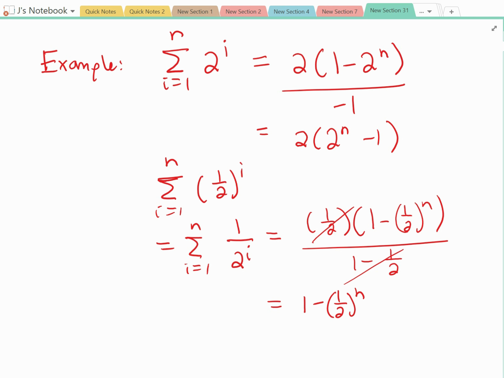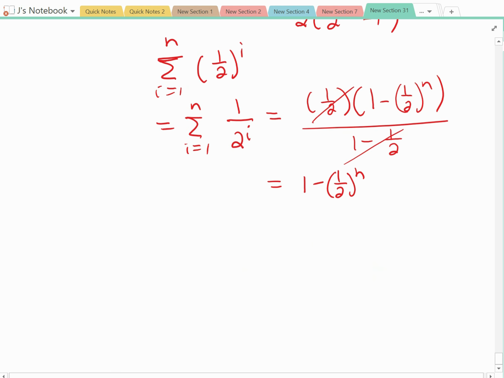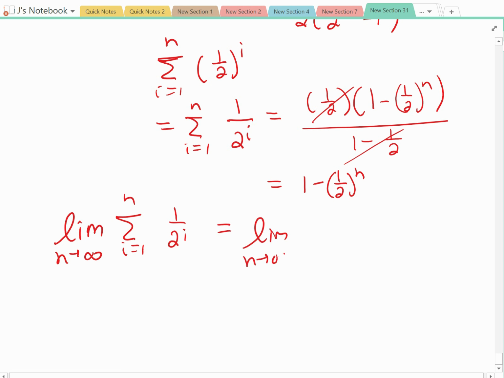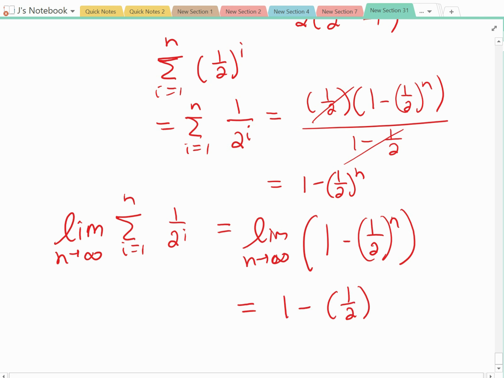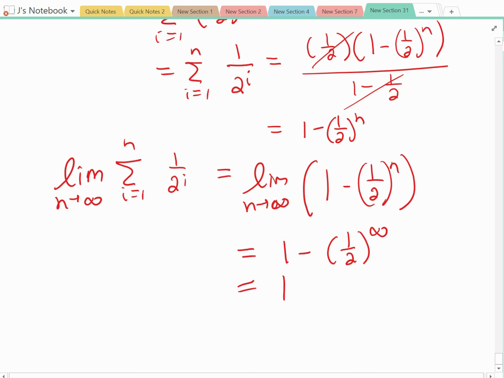Oh, they want the limit as n approaches infinity of that. So the limit as n approaches infinity of the sum from i equals 1 to n of 1 over 2 to the i is going to be the limit as n approaches infinity of 1 minus 1 over 2 all to the n. That'd be 1 minus 1 over 2 to the infinity, which is 1 half times 1 half times 1 half times 1 half, which is 0. So you get 1 minus 0.